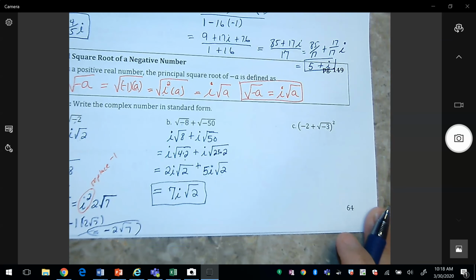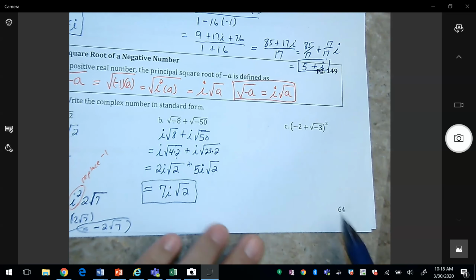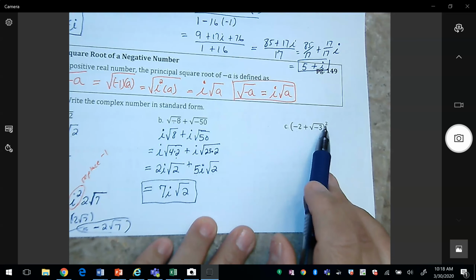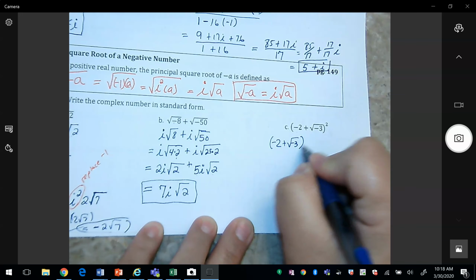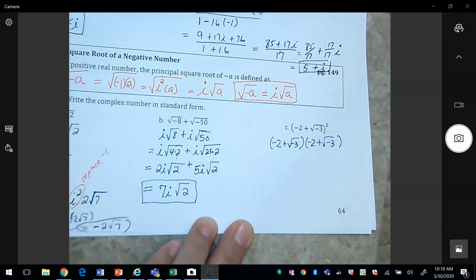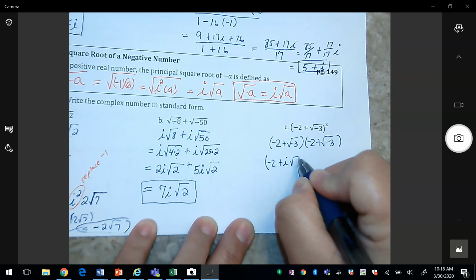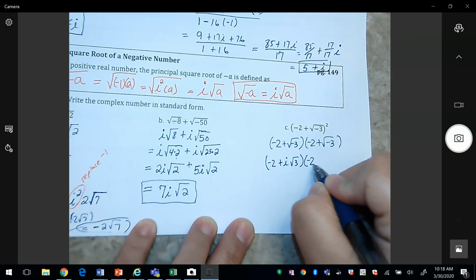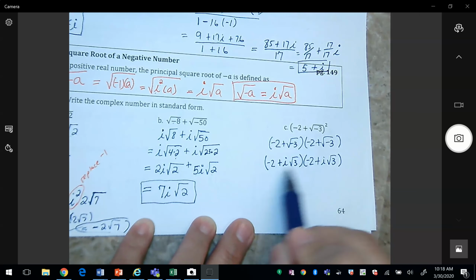And last, we can look at letter C. So here we have negative 2 plus square root of negative 3, squared. We can rewrite this as follows. We can then work with the negatives inside. So this would be negative 2 plus i square root of 3 times negative 2 plus i square root of 3. Then we're going to multiply this out.